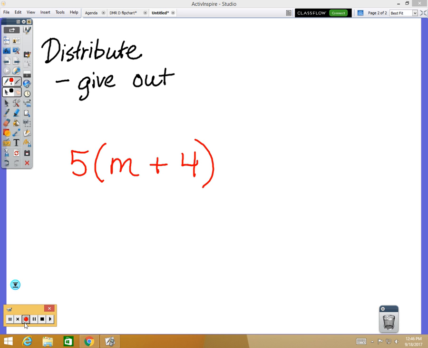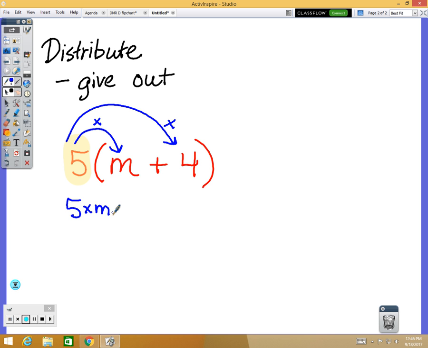What we're doing today is we're going to give out this number that's on the outside of our parentheses. We're going to distribute it to each of the numbers that are inside of the parentheses. And by doing that, we're going to be multiplying. We're going to be doing 5 times M, and 5 times 4. Now this plus sign in between the M and the 4, we're just going to bring that down here.